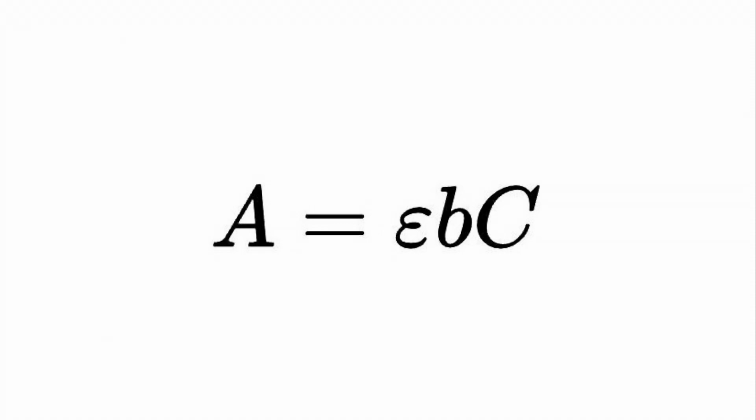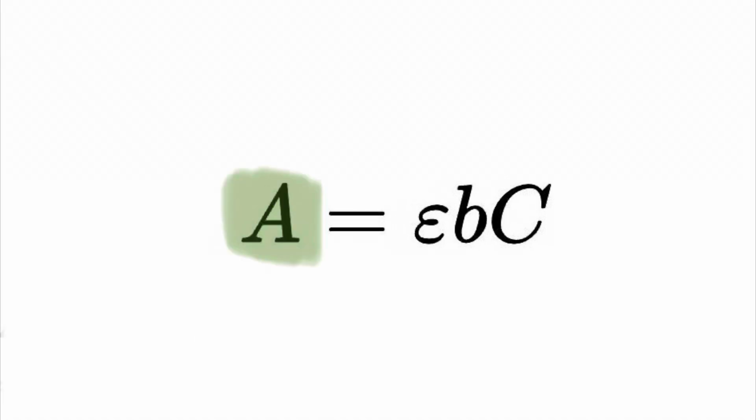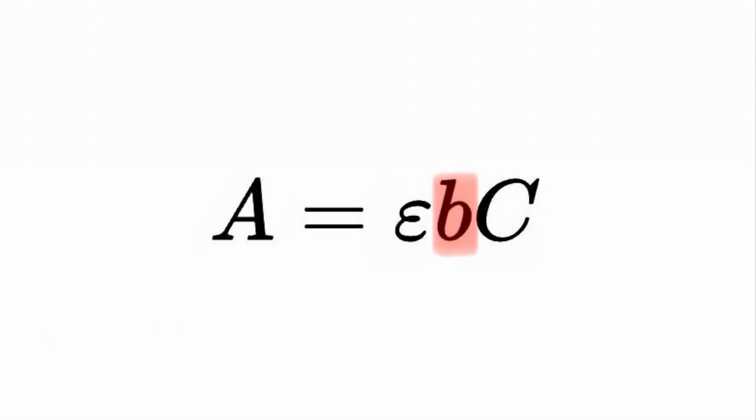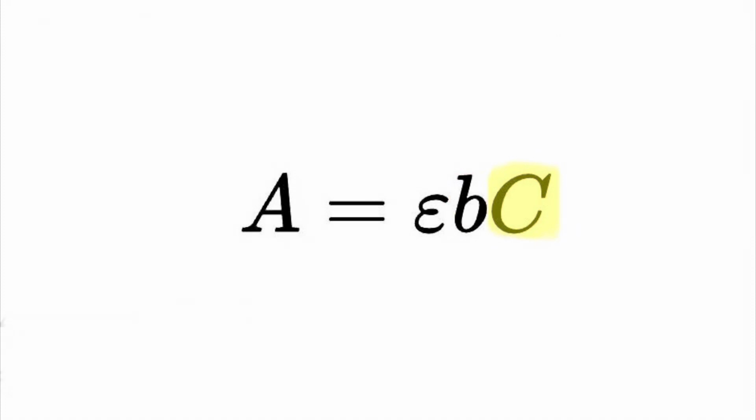The Beer-Lambert law relates the absorption of light by a solution to the properties of the solution according to this equation. A is for absorbance. This symbol represents molar absorptivity, a measure of how well a chemical species absorbs a given wavelength of light. B represents path length, or distance light has to travel through a sample. And C is the concentration of the sample. This is relevant because the more concentrated, the more absorbance will occur.